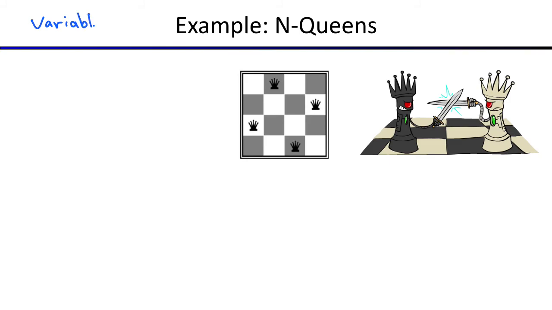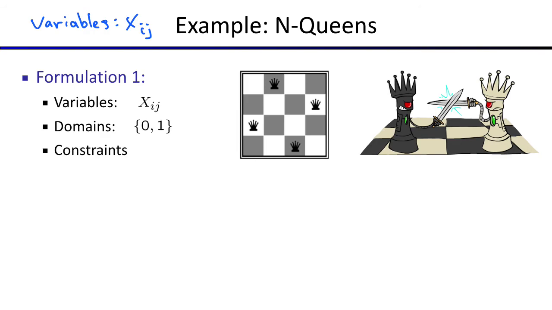Variables x, i, j. With that in mind, what are the domains? So for every square, we're trying to determine whether or not there's a queen. What are the things we can assign to each square? True, false. Yeah, exactly. Yes, there's a queen there, or no, there's not.